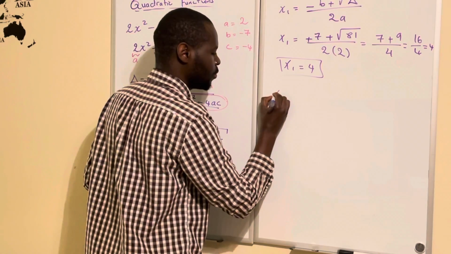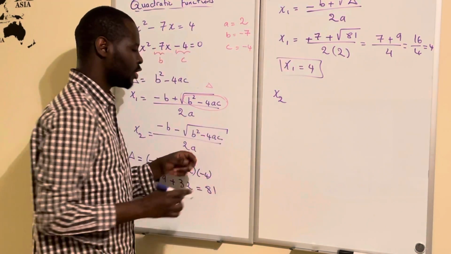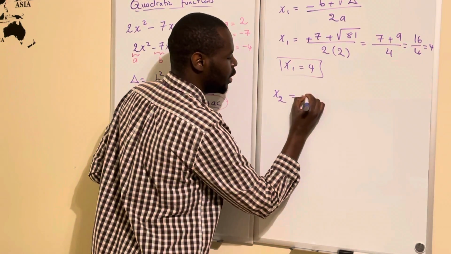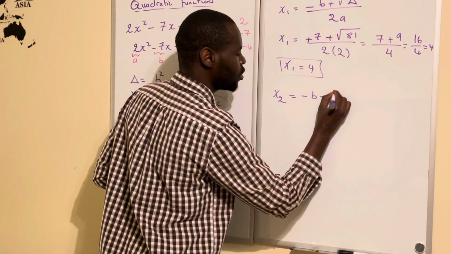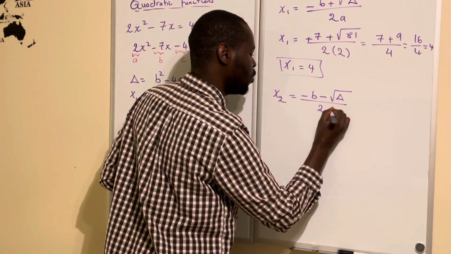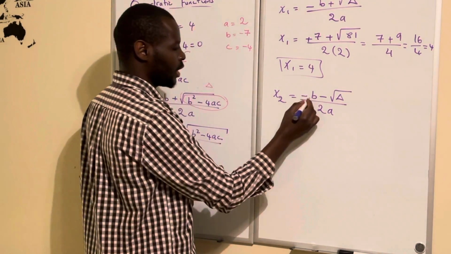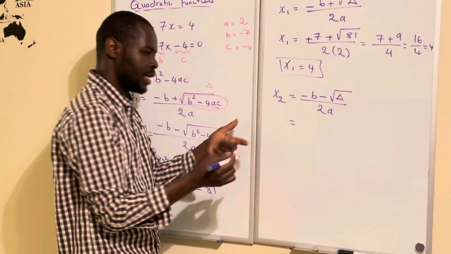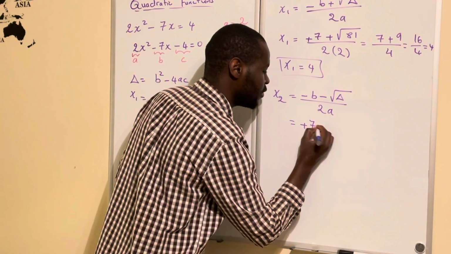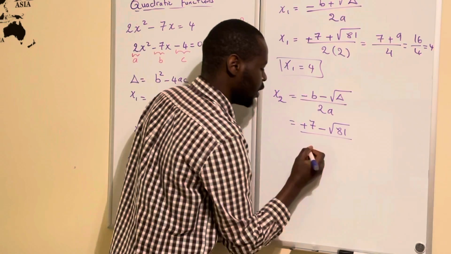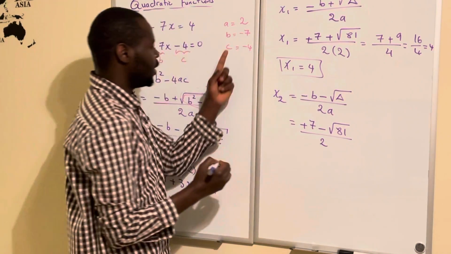What is x2? So x2, again, I said it's the same thing. The only difference is this positive becomes a negative. So we have negative b minus the square root of delta, divided by 2a. So what is negative b? Again, b is negative 7, minus negative is positive. So positive 7 minus the square root of delta, which is 81, divided by 2a. A is 2.